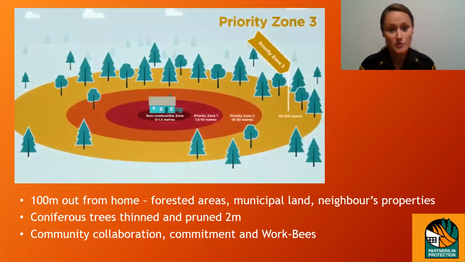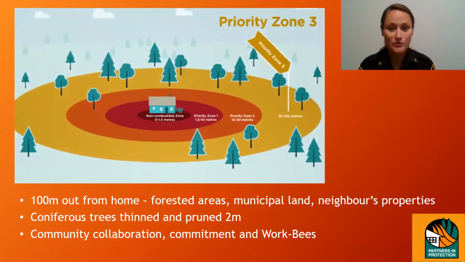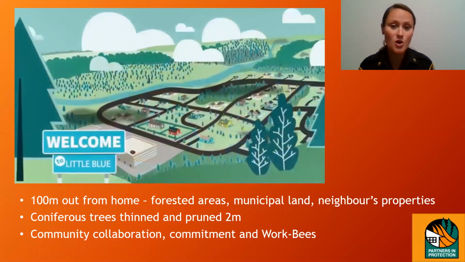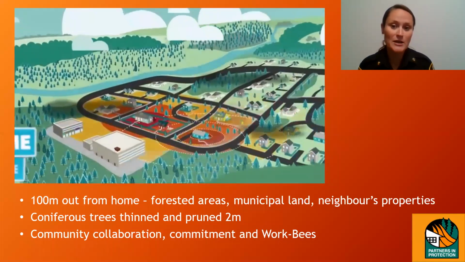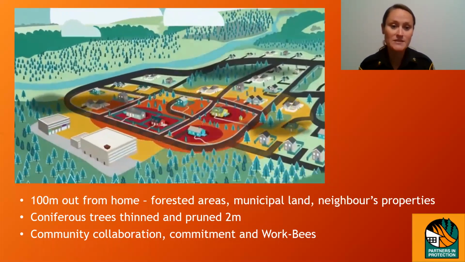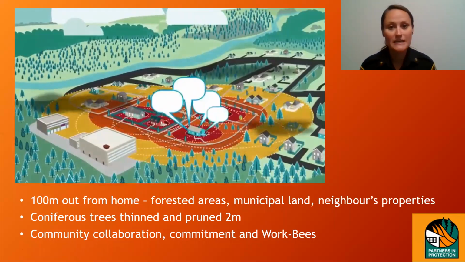Lastly, we have priority zone 3, and this is the area 30 meters to 100 meters from your home. This will mainly include the forested and green areas surrounding our neighborhoods, and as discussed previously, will also include vast overlap with our neighbors' properties. As an individual homeowner residing in town, there may not be a lot that you can do on your own in this zone. However, this is where community collaboration comes largely into play.